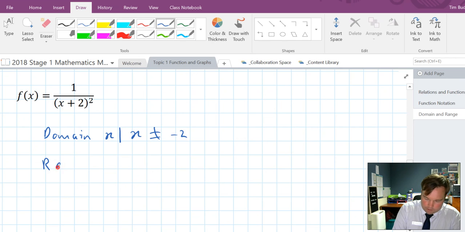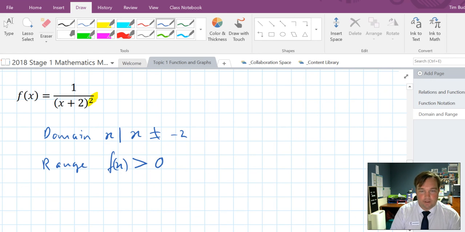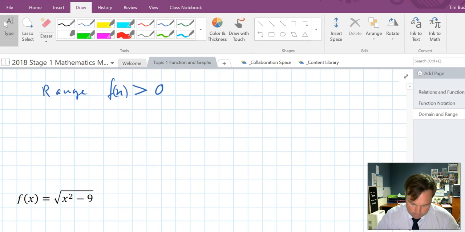What about range? Well, note how this square here is underneath, which means that's always going to be positive. So we're going to have 1 divided by a positive number. And that's going to be 1 divided by a positive not 0 number. So the range is such that f of x is always greater than 0. And you can check that on the calculator. Note that it's not greater than or equal to, it's just greater than.